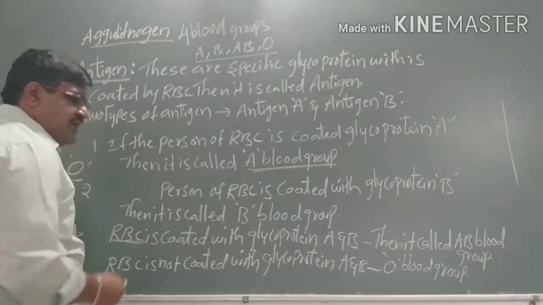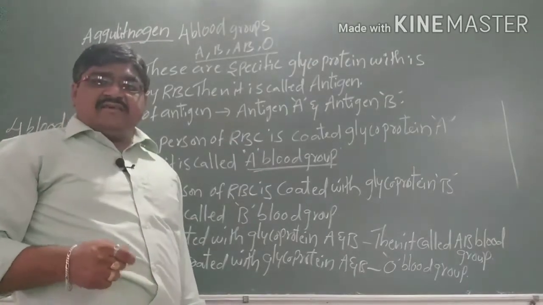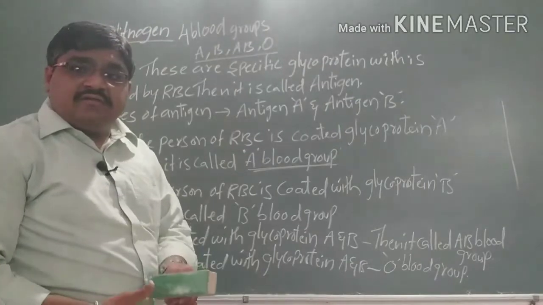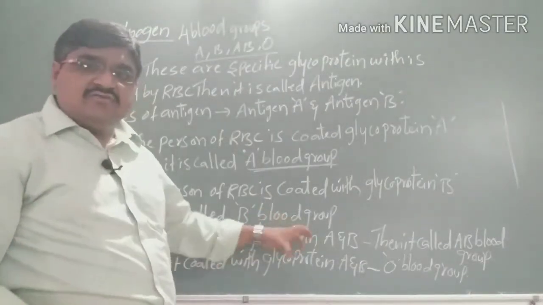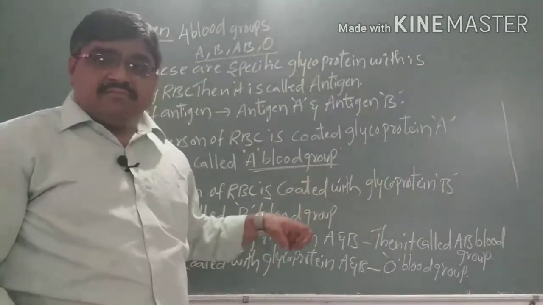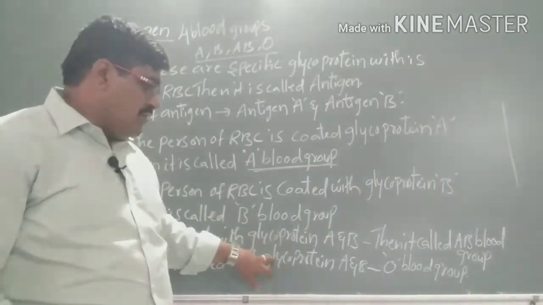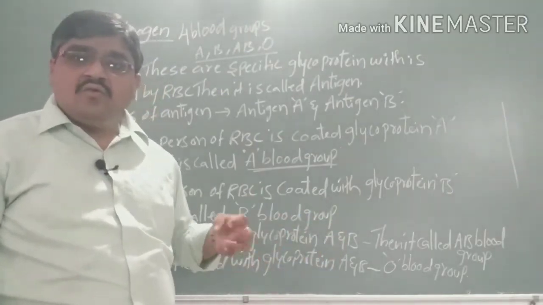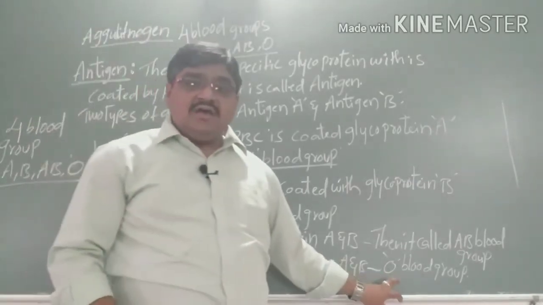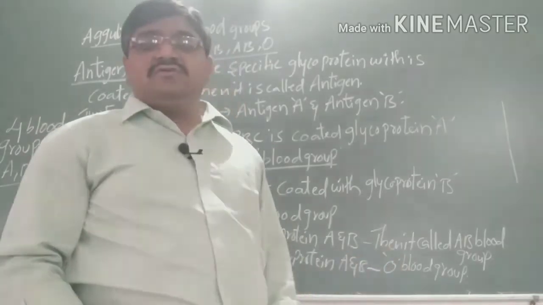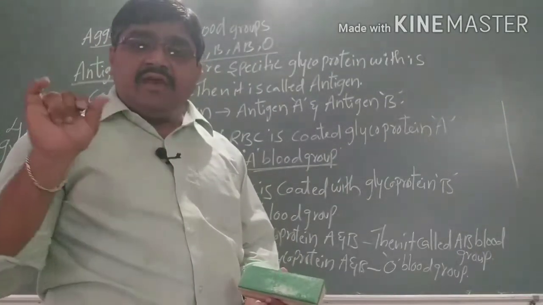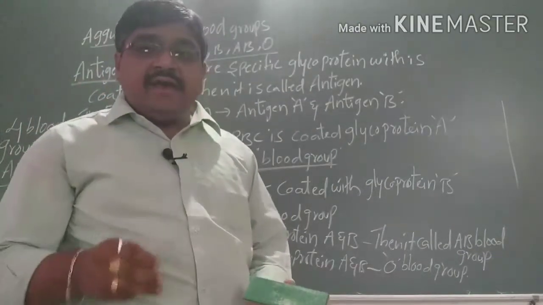That means here the RBC is coated with a special type of protein that is called antigens. So that is antigen A and antigen B. If the RBC is coated with antigen A, then it is called A blood group. If it is coated with antigen B, then it is called B blood group. If the RBC is coated with antigen A and antigen B, then we can call it AB blood group. If the coating of A and B antigens is absent in the RBC, then we can call it O blood group. So there are 4 types of blood groups: A, B, AB and O.